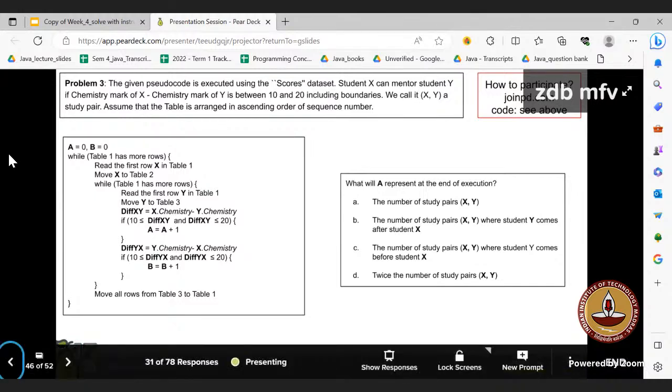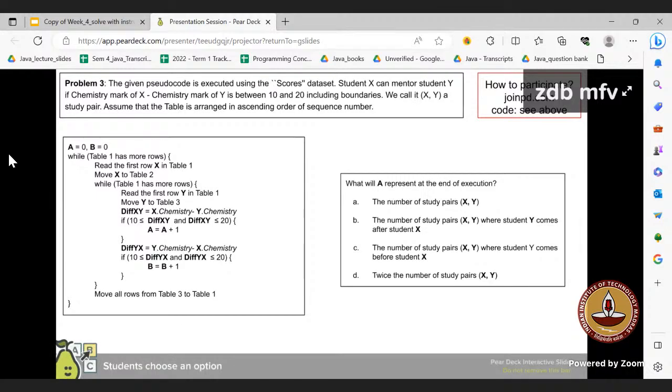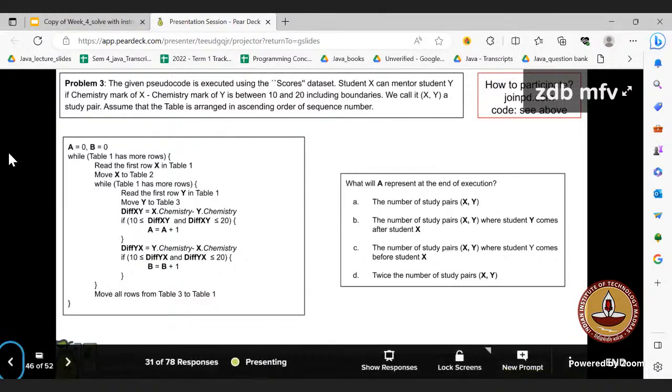So if it is 20 and 30, then it won't be counted as a pair at all, because 20 minus 30 is minus 10. Ma'am, I am only asking if 20 and 30 are ascending. Right, ma'am, 20 and 30 are ascending. So ascending in the order of sequence number, not in the order of marks. You are confusing marks and sequence number. So, ma'am, what will be the value of B? Whether it will be 0?